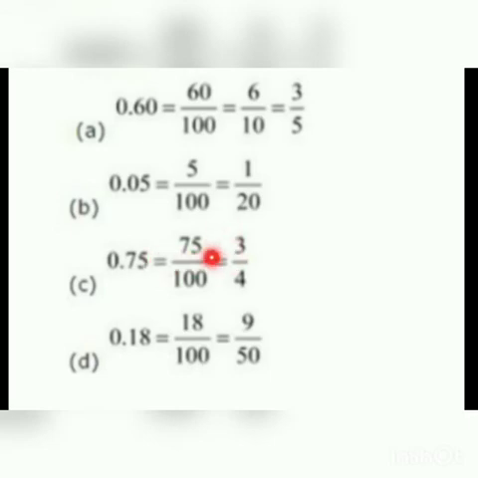So 75 by 100 is 3 by 4 itself, 3 by 4 part. Now next example, 0.18. Similarly, after the decimal point, how many places are there? 2 places. So if 2 places, I said the denominator will be 100. So 18 by 100. Now what is the common factor here?